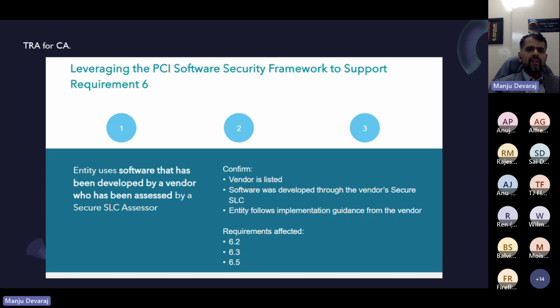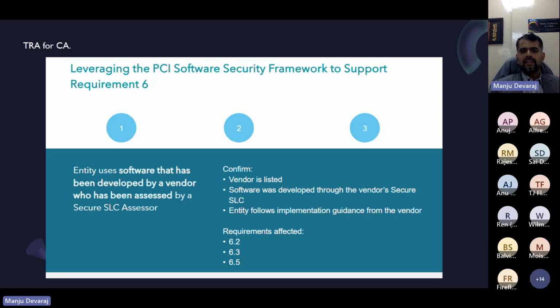now, the entity uses software that has been developed by a vendor who has been assessed by a Secure SLC assessor. It means these developers know the entire life cycle to develop secure software. They're pretty much aware of this framework, meaning they're going to meet the requirements of the PCI SSF. Okay, and that's going to help to a greater extent. It's an assurance, once again, to you as an assessor, or to me as an assessor, that yeah, these products have already been assessed, right?